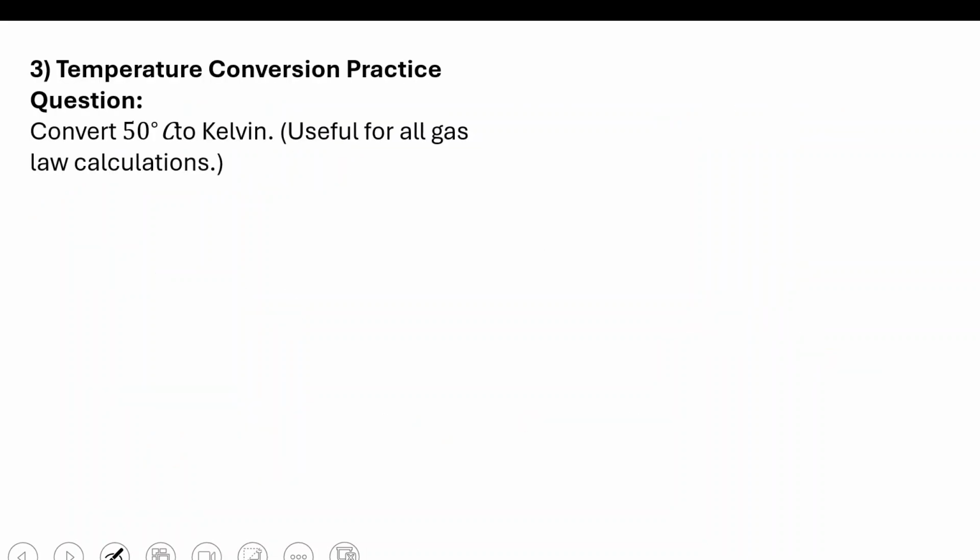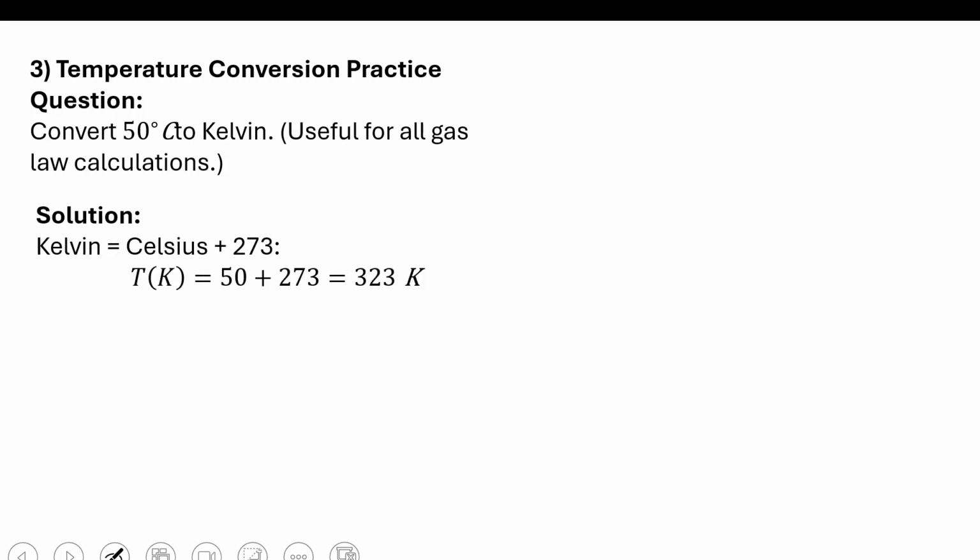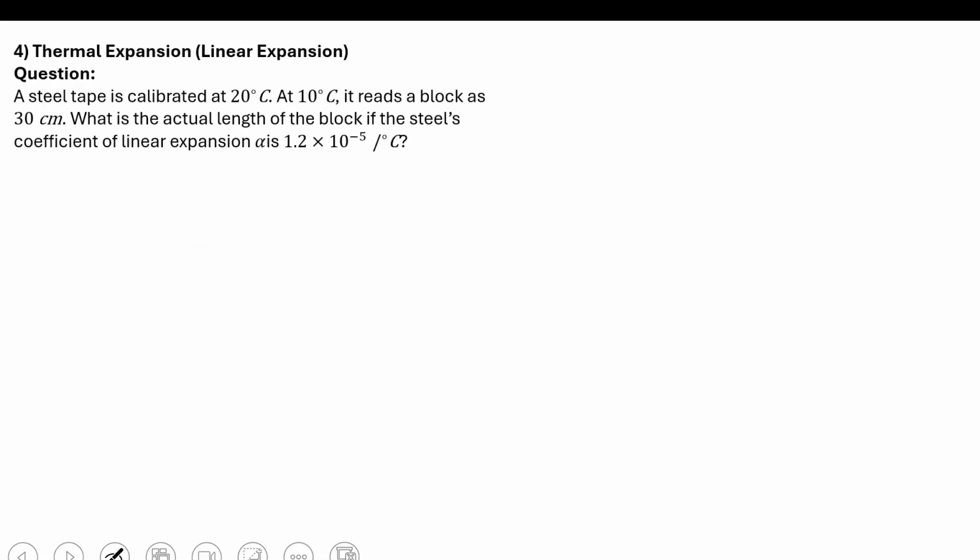Okay, so the third question is just to show us temperature conversion. To convert 50 degrees C to Kelvin, useful for all gas calculation. So just convert, add your degree C to 273, you get 323 Kelvin. All right. So the fourth one is talking about thermal expansion and linear expansivity.